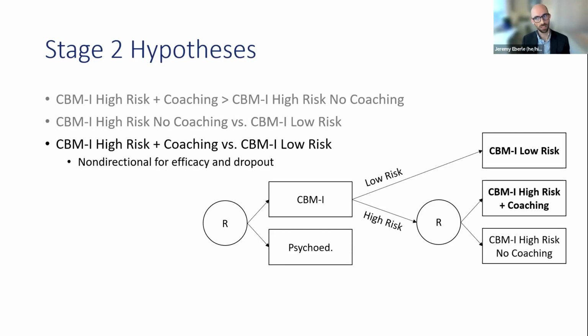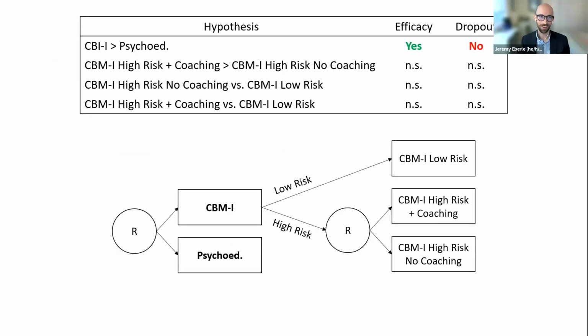Our third comparison at stage 2 was the high-risk coaching group versus the low-risk coaching group. The idea here was to see whether receiving the supplemental coaching would buffer against being at high risk for dropout, although this was also a non-directional, more exploratory comparison. So what did we find?